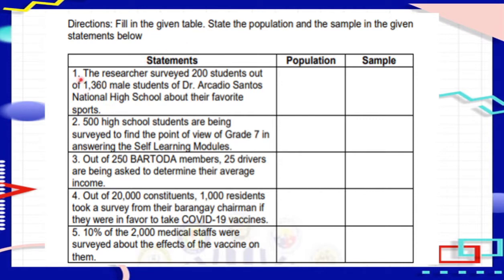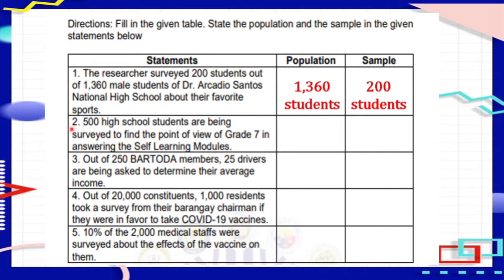Number 1. The researcher surveyed 200 students out of 1,360 male students of Dr. Arcadio Santos National High School about their favorite sports. So, ang population dito ay yung 1,360. Since yun ang total male students sa nasabing school. Samantala, kapag sinabing sample, kukuha lamang ng 200 students para mag-fill out ng survey.